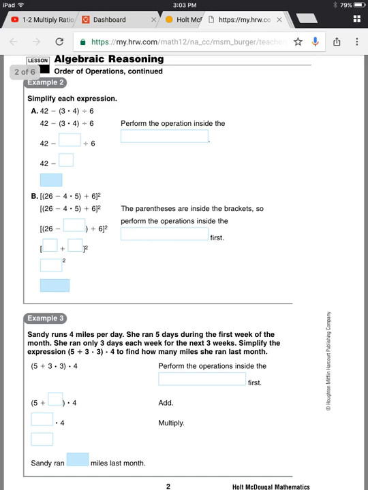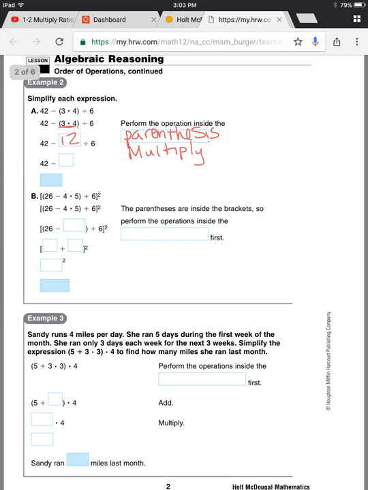So here we have another problem. This problem, we have parentheses. The first letter of PEMDAS is P, and that stands for parentheses. So we're going to perform the operation inside the parentheses. Now, if you have multiple operations inside the parentheses, you would follow PEMDAS and do the multiplication from left to right, and then the addition and subtraction from left to right. However, in this case, we only have one operation inside the parentheses, and it's multiplication. So we're going to multiply, because that's what the parentheses is, and we get 12.